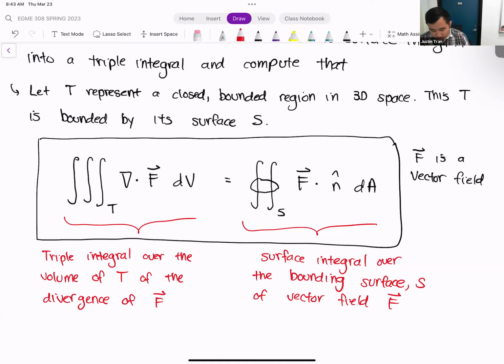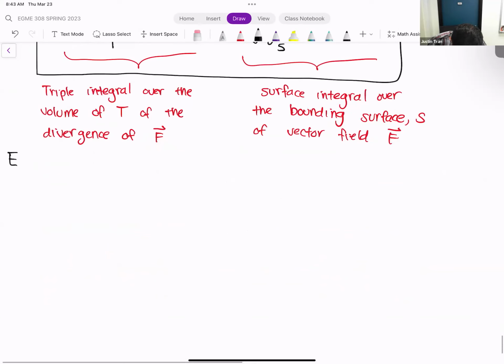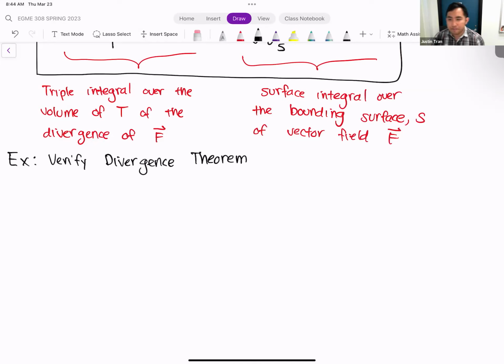All right, let's do an example to show you how it works out. In this example we're going to verify the divergence theorem. We're not going to prove it, but we're just going to do an example to show you that it actually works.